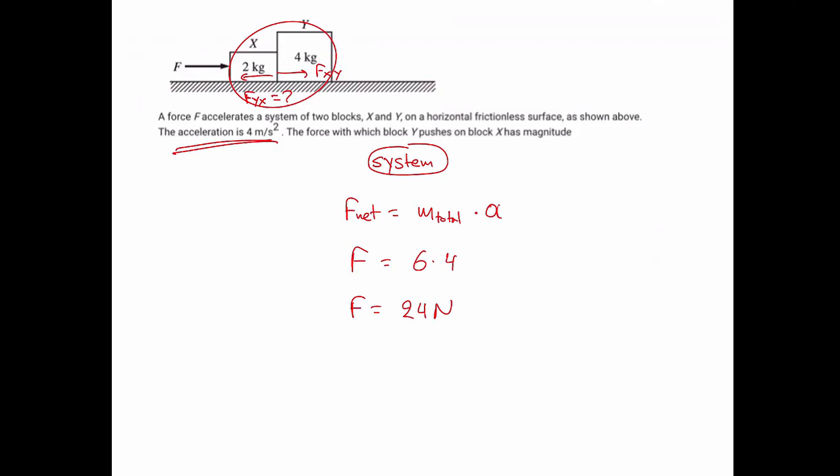Now, there are two ways that we can find this. Either we'll work for object X, or we will work for object Y. Now, the easiest object to work with is the object Y, because there is only one force applied on it.